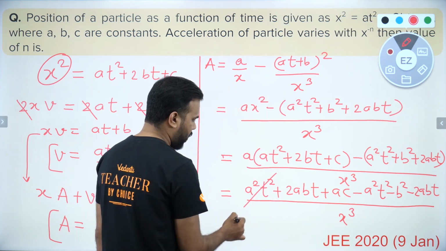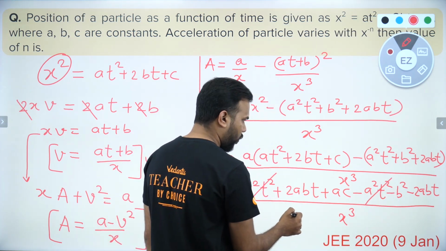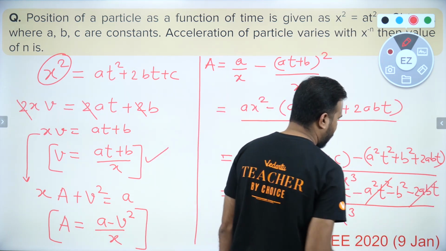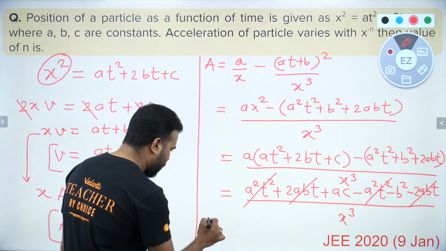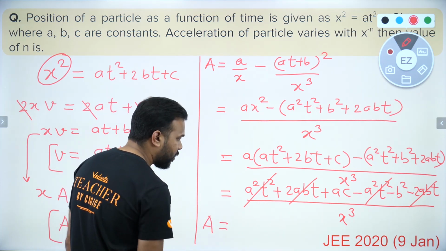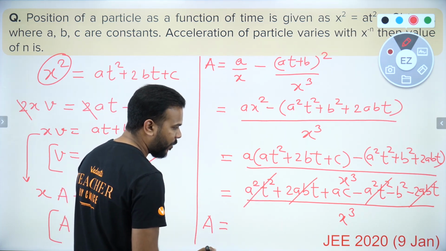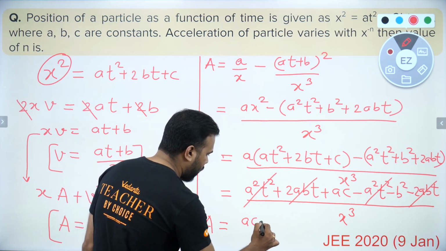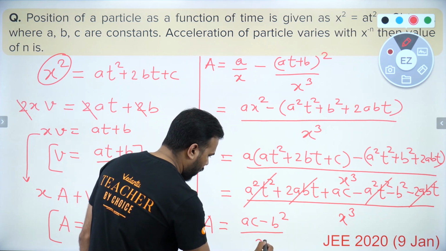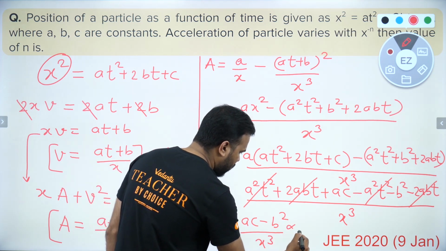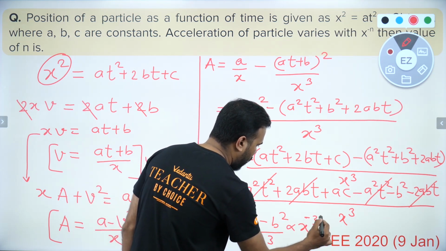What do you see? A square t square gets cancelled. You have 2abt and 2abt getting cancelled. That means the entire t factor is being removed, so now you can say that on the right hand side everything is a constant apart from x cube in the denominator. So you have ac minus b square divided by x cube, which says proportionality is x to the power minus 3.